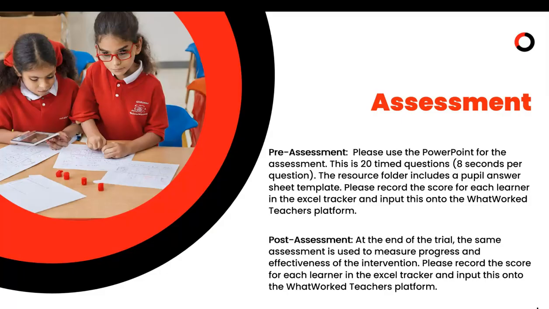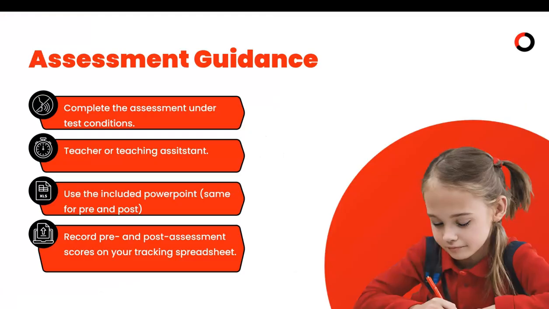For the post-assessment at the end of the evaluation, it's the same as the pre. To measure the progress and the effectiveness of the intervention, just make sure this is done with both groups. Please record the score for each learner in the tracker and again add this to the What Works Teachers platform.